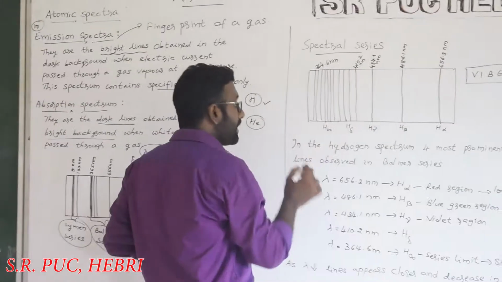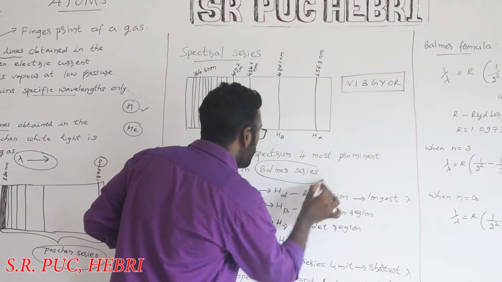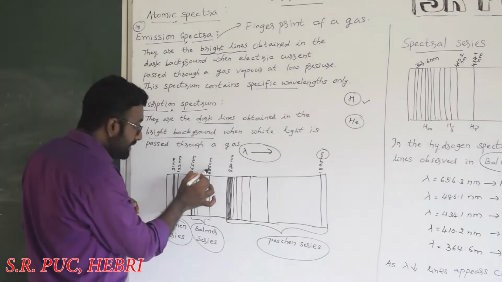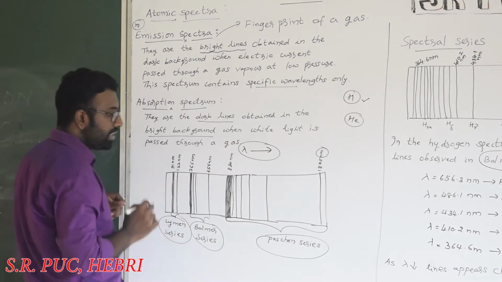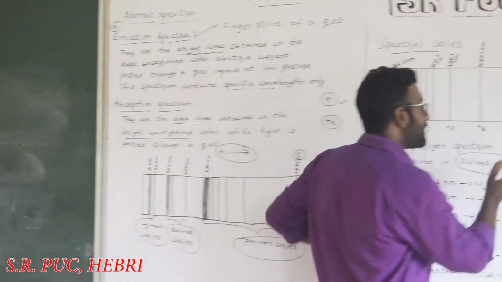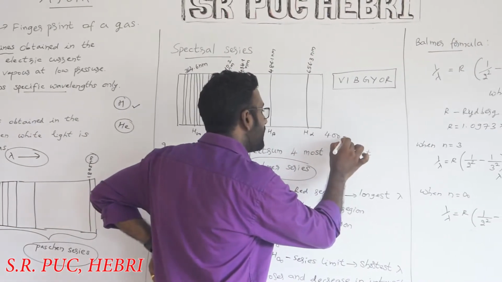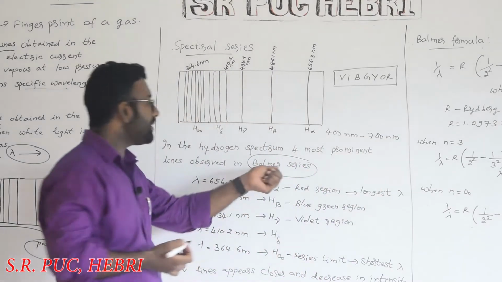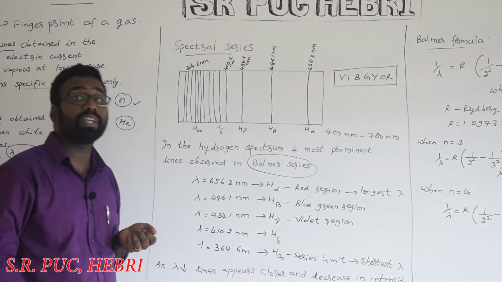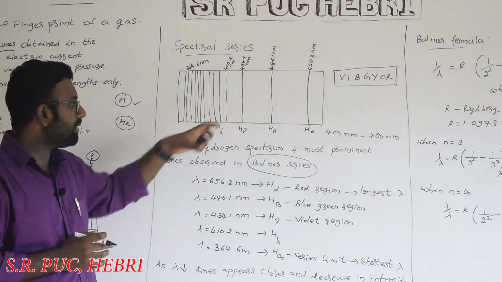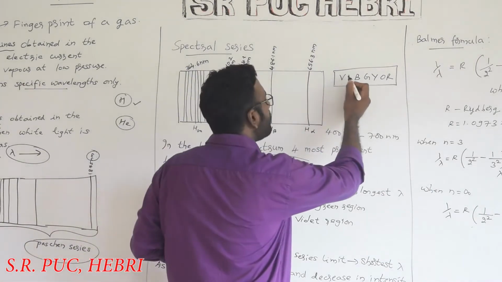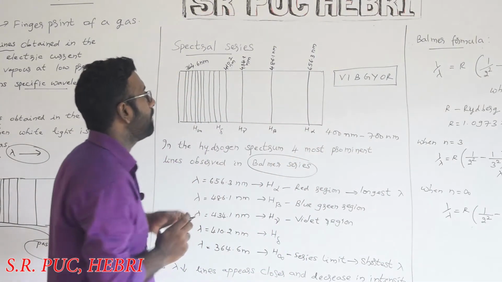We will be considering only the Balmer series. The reason the Balmer series is considered is the wavelength range, which is from 656 to 365. You know the range of the visible spectrum is nearly from 400 nanometer to 700 nanometer. So this Balmer series is in the visible range of the spectrum. That's why we give more importance to the Balmer series. And you can see here I have written VIBGYO. You will come to know why.